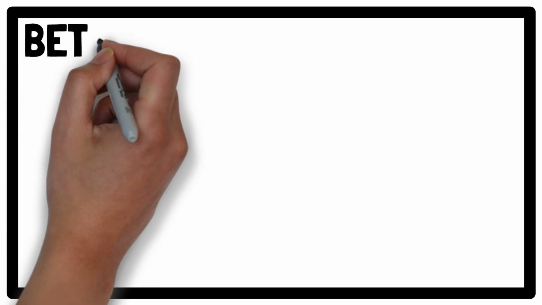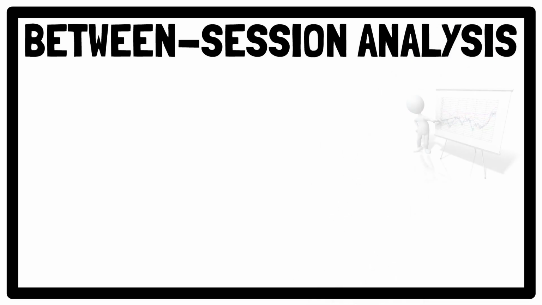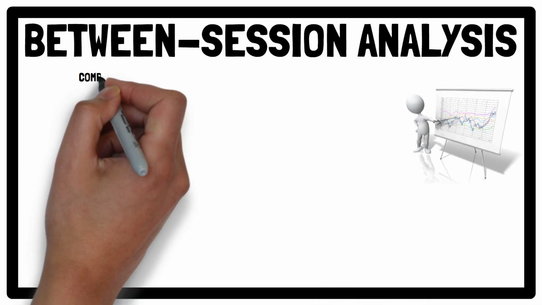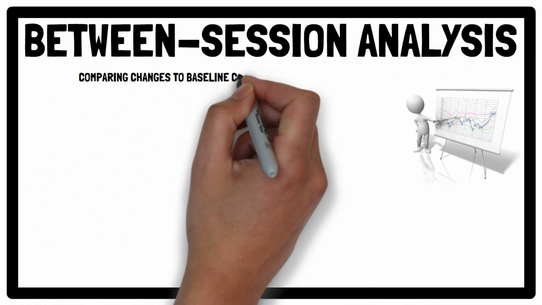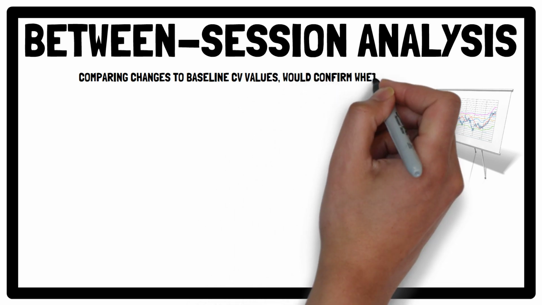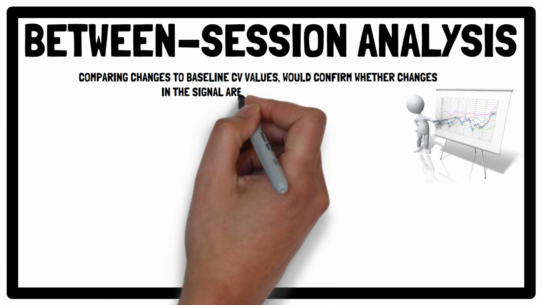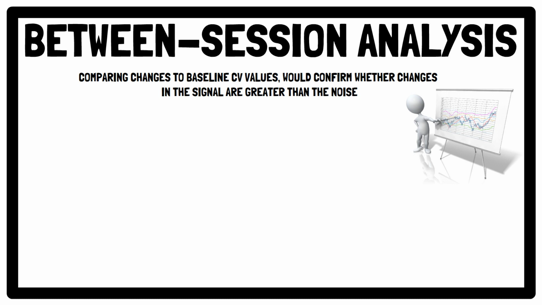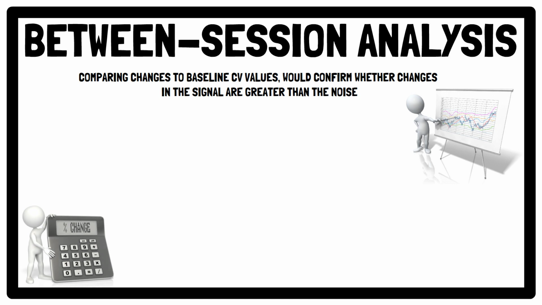During test-retest designs or longitudinal analysis, comparing changes in asymmetry to the baseline coefficient of variation values would confirm whether changes in the signal, i.e. asymmetry, are greater than the noise, i.e. baseline coefficient of variation. When assessing percentage change, the difference between the time points is typically computed relative to where it came from, i.e. baseline.